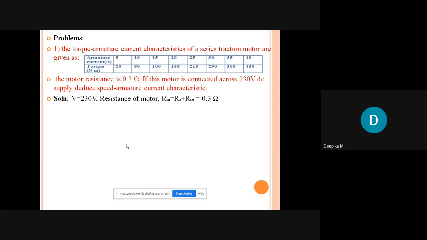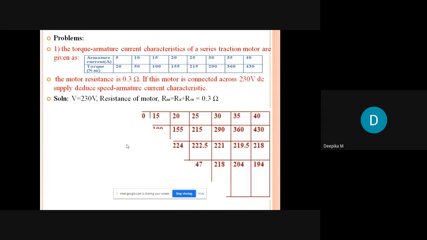The voltage is 230 volts, and the resistance of the motor is the armature resistance plus the series resistance, because in the series motor the armature winding is connected to the series winding. Hence, the total motor resistance equals the sum of armature resistance plus series resistance. But the series resistance is very small. Hence, we can write the motor resistance as the armature resistance only. So RM is RA, which is 0.3 ohm.